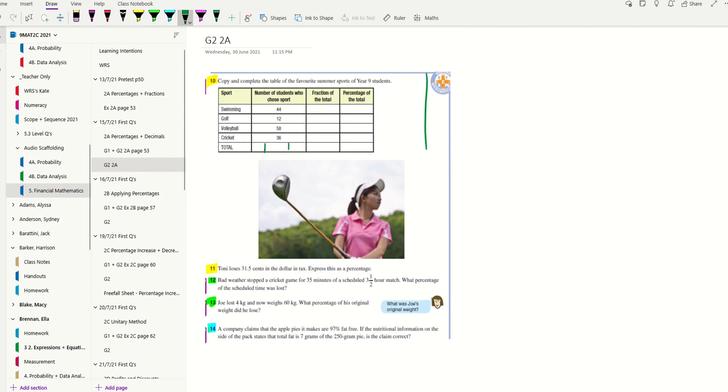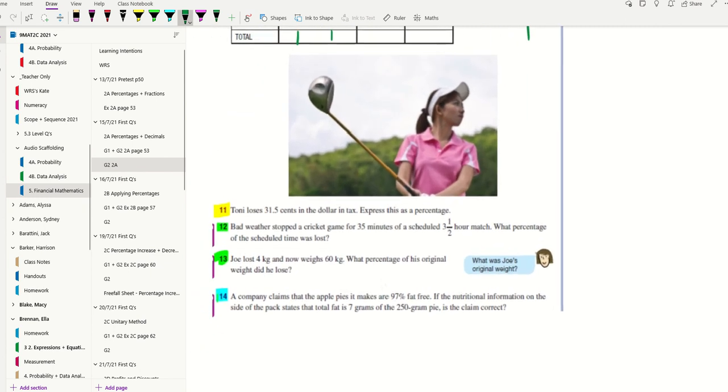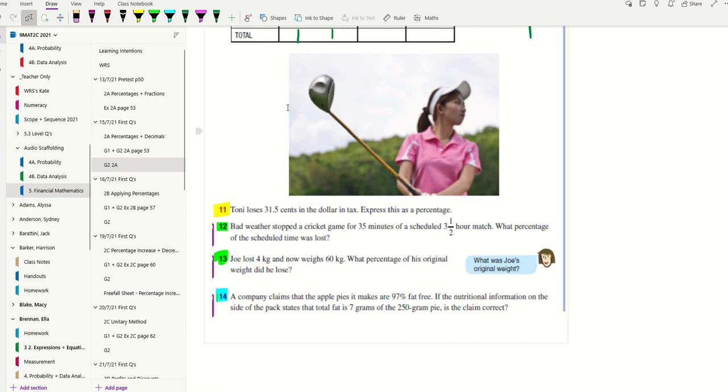Down here it says Tony loses 31.5 cents in the dollar in tax. Express this as a percentage. And again, I'll get you to get your parents to read you those last ones. I'll read it. Bad weather stopped the cricket game for 35 minutes out of a scheduled 3.5 hour match. What percentage of the scheduled time was lost? This one is Joe lost 4 kilograms and now weighs 60 kilograms. What percentage of his original weight did he lose?